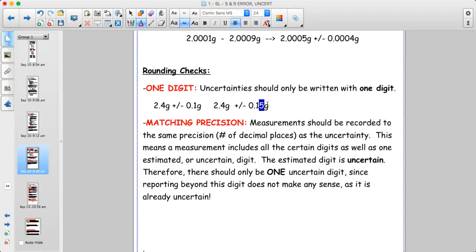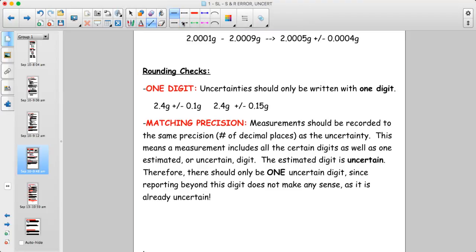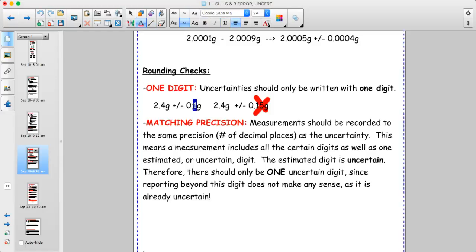So in my view, you never give more than one digit of uncertainty because you don't know anything about it. You can only really be uncertain about one digit, and then obviously you're uncertain about anything after that. So only give one digit of uncertainty. The other rule is that if this digit, this tens place, is uncertain, then my measurement needs to be written to that same exact decimal place.